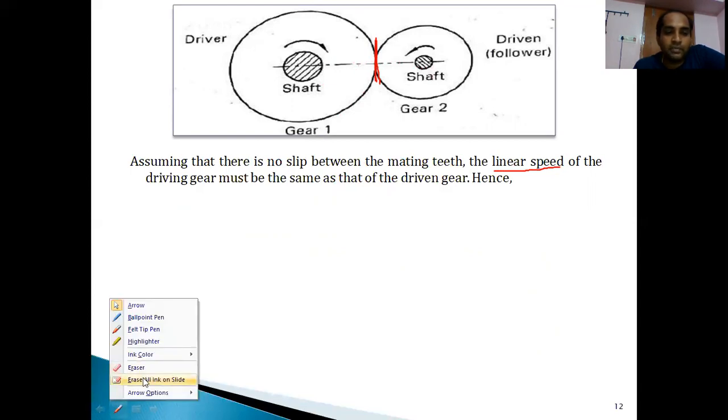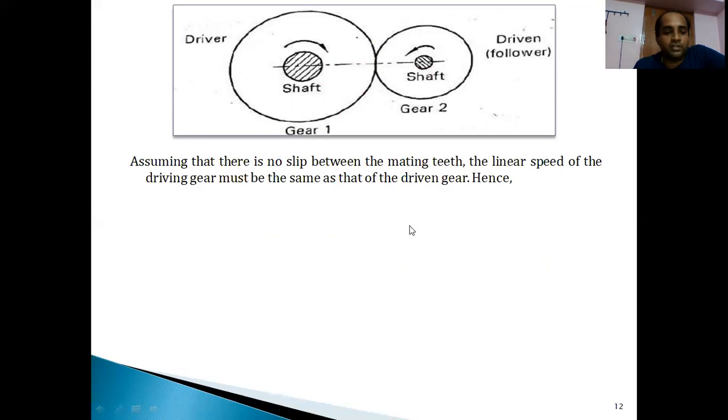So linear speed V1 is equal to pi D1 N1, and V2 is equal to pi D2 N2. V1 is equal to V2, so pi D1 N1 is equal to pi D2 N2, where pi D1 is the circumference of the driver gear, D2 is the diameter of the driven gear, N1 is the speed of the driver gear, and N2 is the speed of the driven gear.